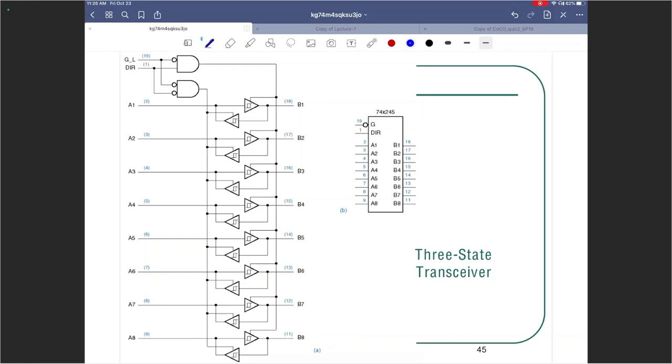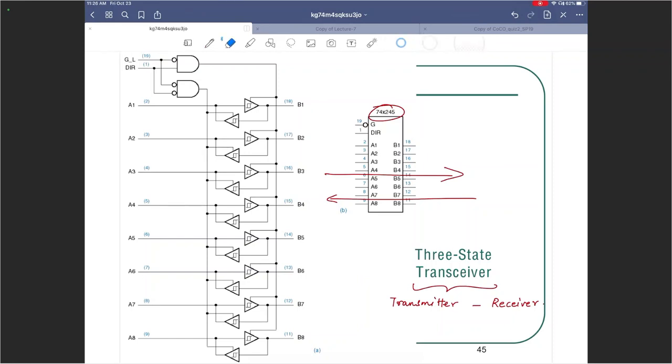Now what we have here is a tri-state transceiver. Transceiver means I can transmit and receive. So transceiver is transmitter and receiver. So this particular chip, 74X245, can move data this way or this way, A to B or B to A. It can operate as a transmitter or as a receiver. So let's go through this exercise, and what we'll do is we'll try to find the direction, right?